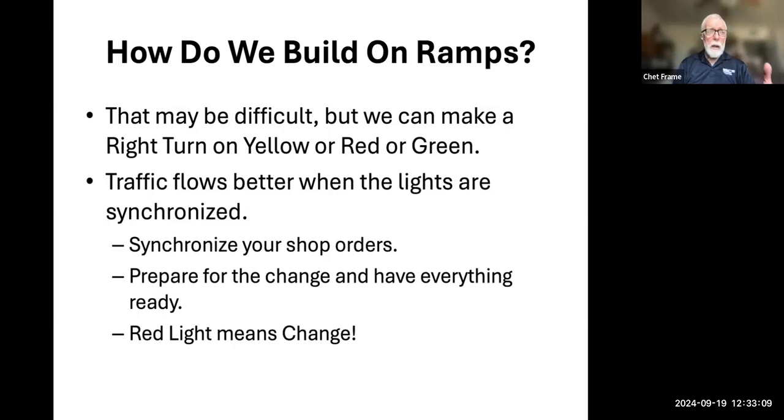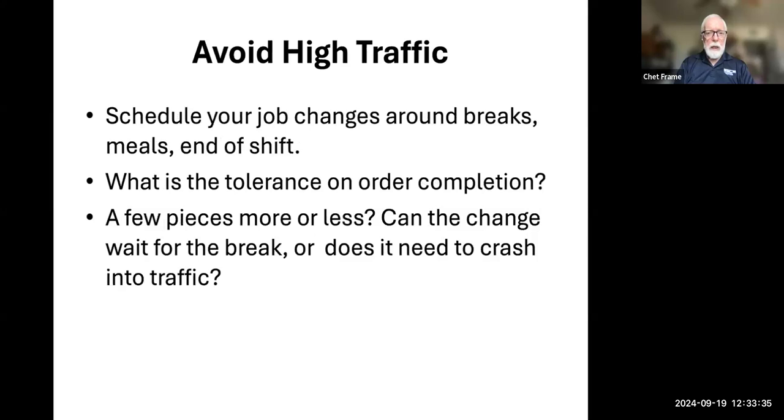If we hit a red light in manufacturing, that says we're going to have to change. Now, maybe we're going to take the workers and move them somewhere else, and then they're going to move back because there's another priority and we need them somewhere else. But that's part of manufacturing, right? I mean, the order isn't going to make itself, so we need to have people there to do that. So if we think of this, red light means change. Schedule your job changes around breaks. Avoid your high traffic times.